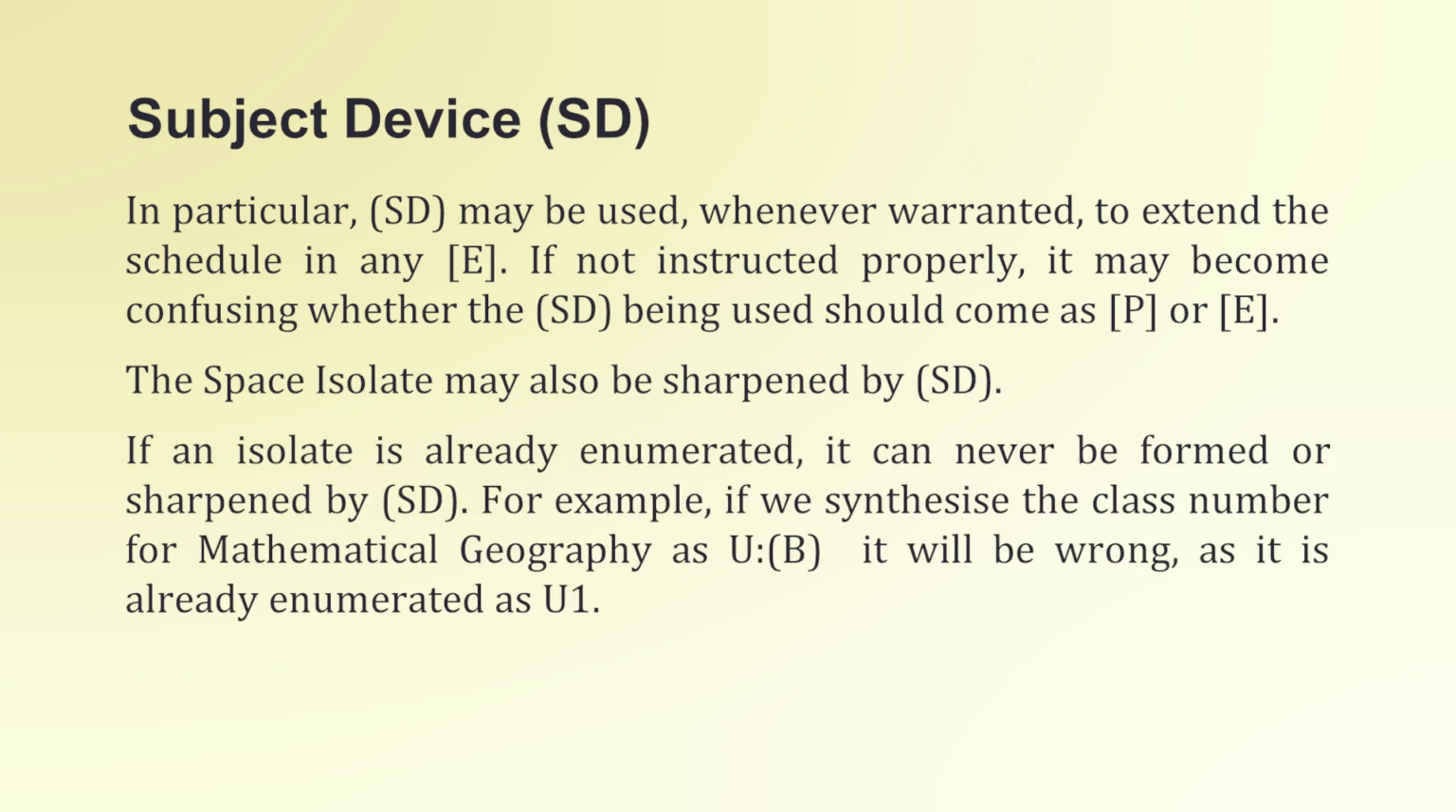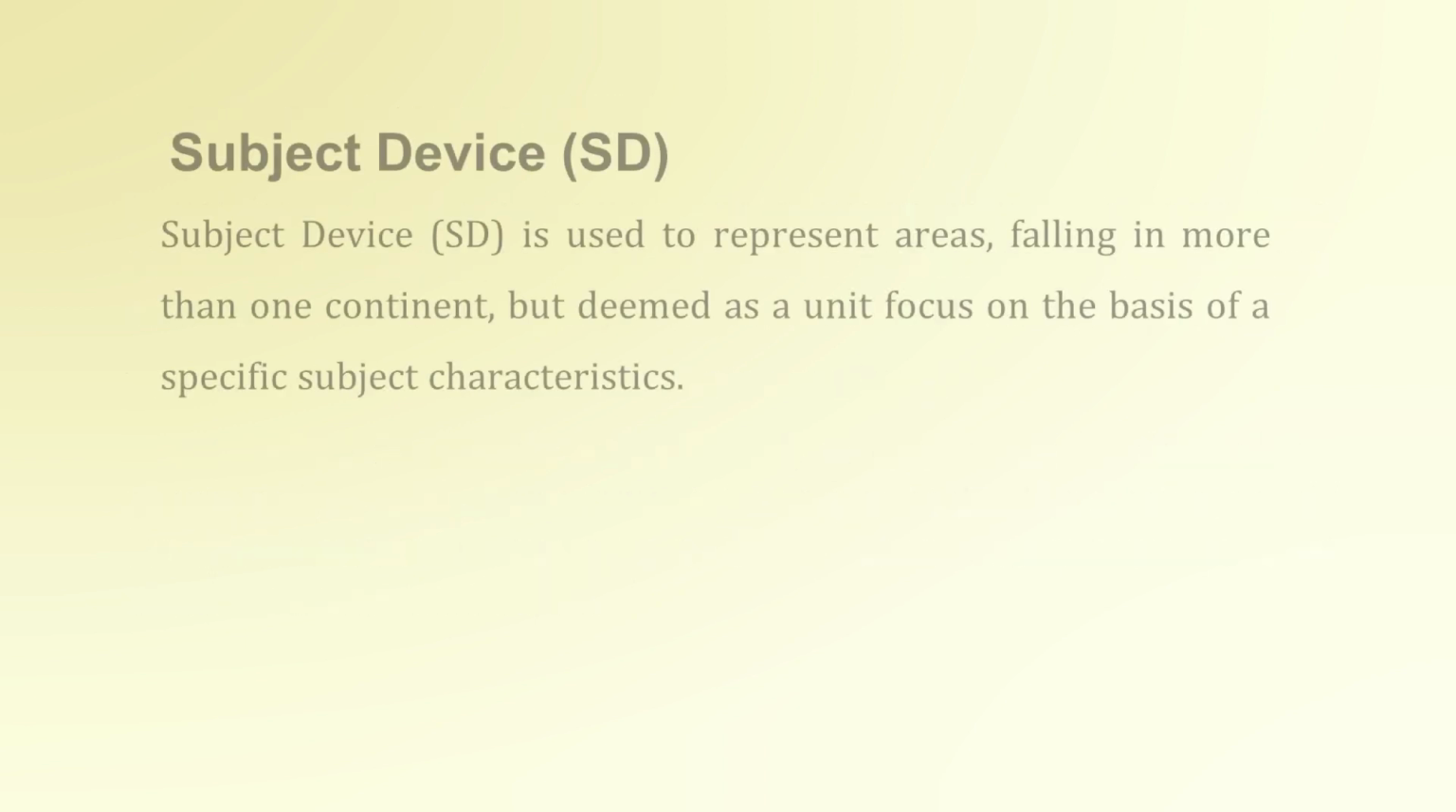If an isolate is already enumerated, it can never be formed or sharpened by subject device. For example, if we synthesize the class number for mathematical geography as U colon subject device B, it will be wrong, as it is already enumerated in the main class U geography as U1. So, if we apply the subject device here and build the number U colon within circular brackets B, it will be wrong.